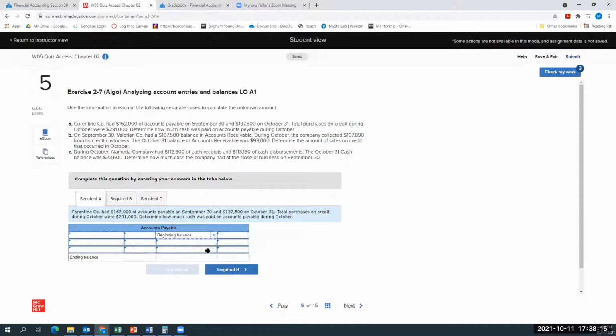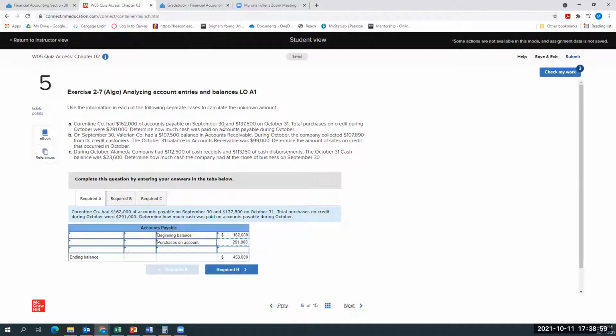So I'm going to put the beginning balance here on the credit side, 162,000. That's my accounts payable at the beginning of this period, September 30th. And then during the period, we had total purchases. The purchases are going to increase the accounts payable, so I'll put that as a credit. My purchases were 291,000.